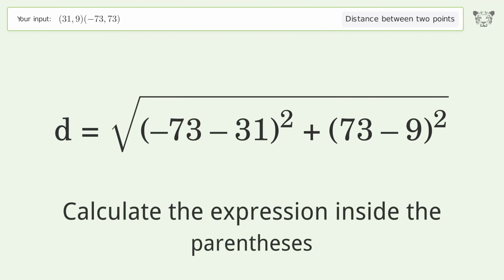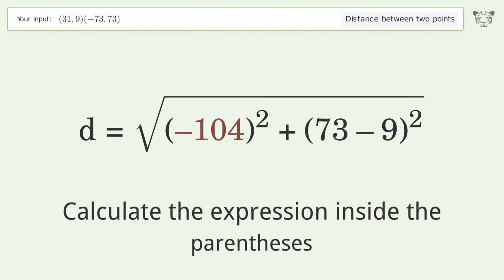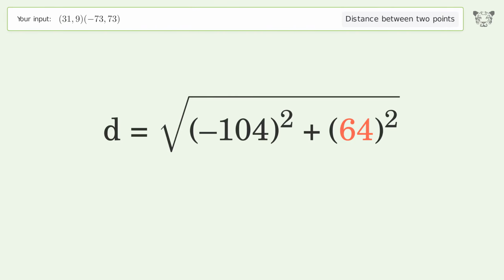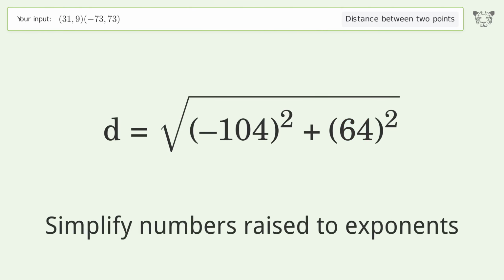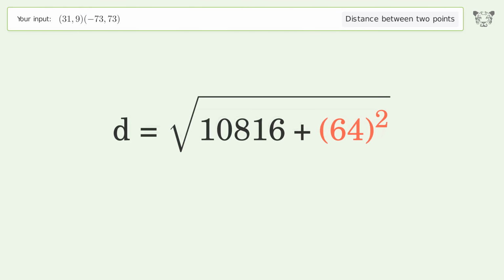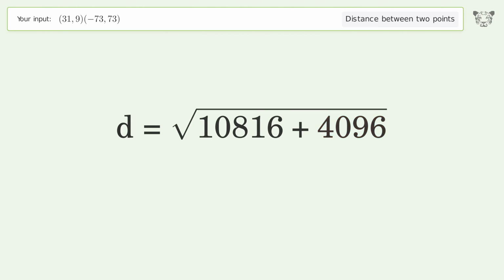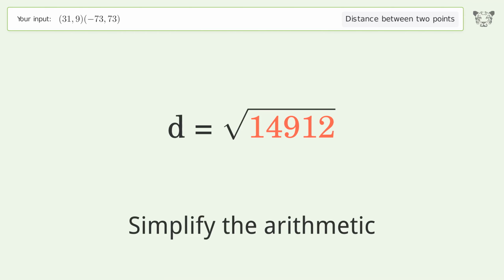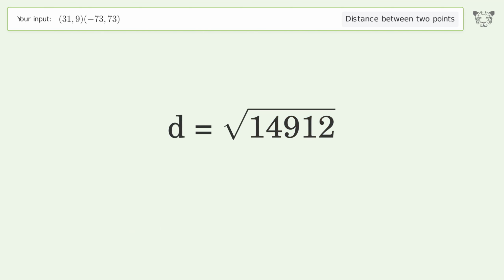Calculate the expression inside the parentheses. Simplify numbers raised to exponents. Simplify the arithmetic. And so the distance between the 2 points is the square root of 14,912 or 122.115.